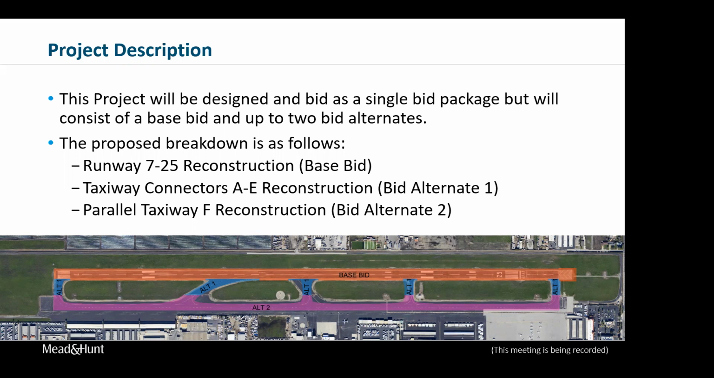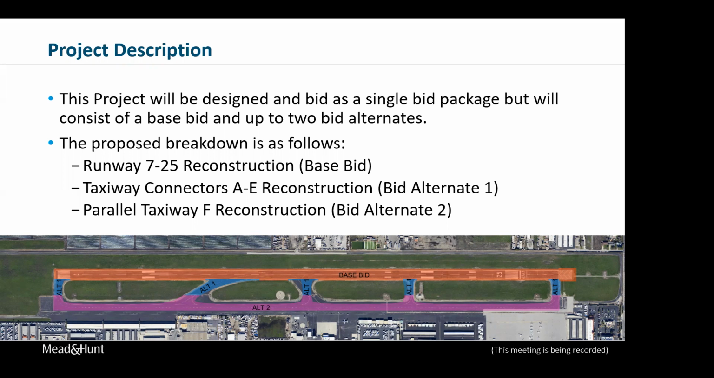So the planning work has been completed. We're in the initial preliminary design of this project. And the project again is broken down as follows. What's called a base bid, that's the runway 7-25 reconstruction. And then we have two what are called bid alternates, one and two. The first one would be the reconstruction of the taxiway connectors, so that's taxiways Alpha through Echo.